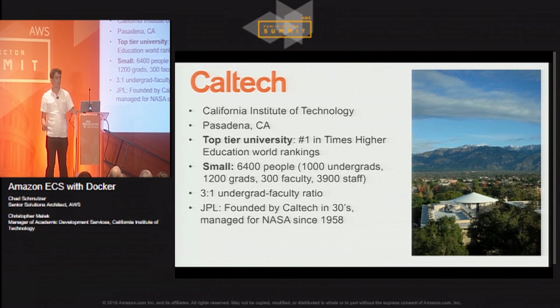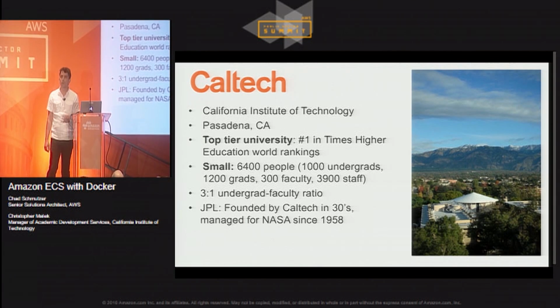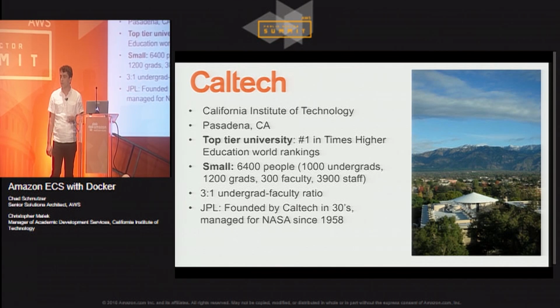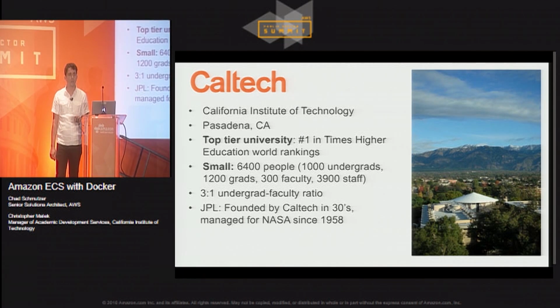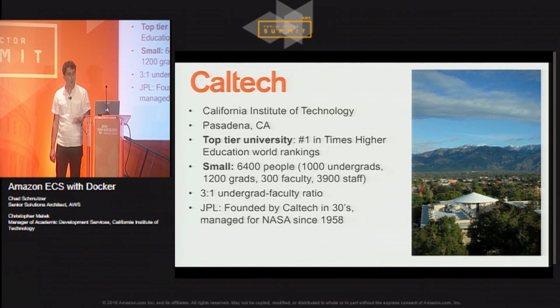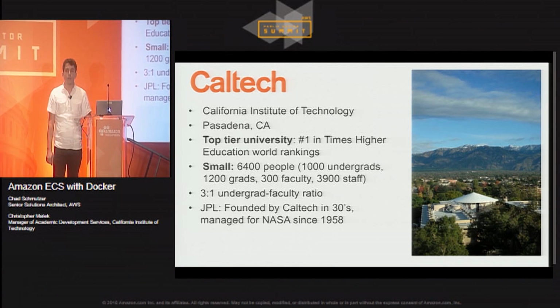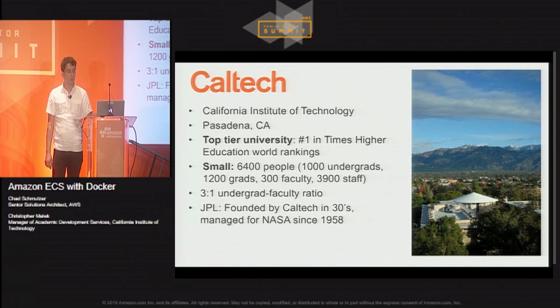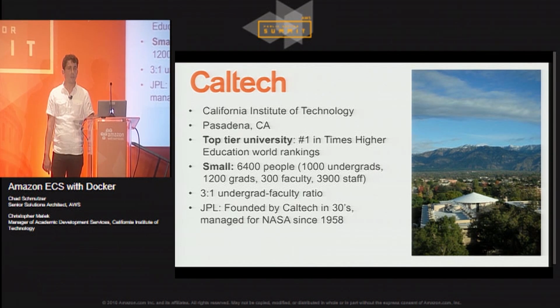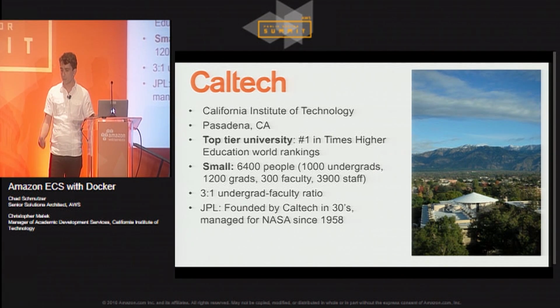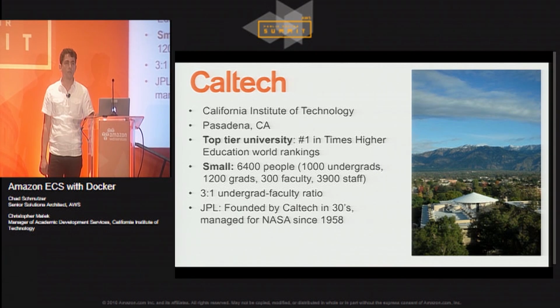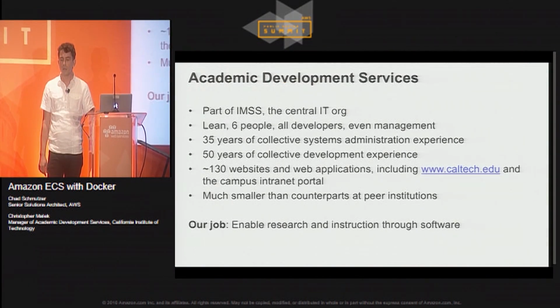On the other hand, we're small. We have only 6,400 people total. That's 1,000 undergrads, 1,200 graduate students, 300 faculty, and 3,900 staff. That's a 3-to-1 undergrad to faculty ratio. It's the lowest in the country. We also founded JPL in the 30s, and it's just up the road from Caltech. We continue to manage that for NASA.